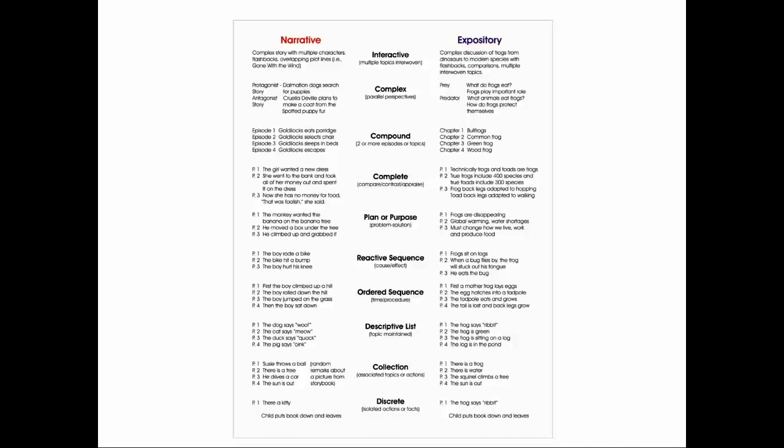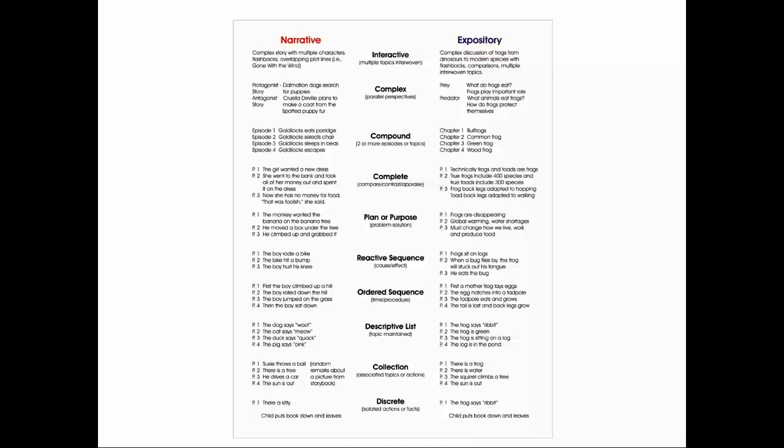These are some examples. At the discrete level, if it's narrative, the child just might say they're a kitty. In the expository, they might say the frog says ribbit. In a collection over here in narrative, Susie throws a ball, there's a tree, he drives a car, the sun is out. So the child is basically just collecting ideas by looking at the picture and talking about them. They're a frog, there's water, the squirrel climbs a tree, the sun is out, very similar.